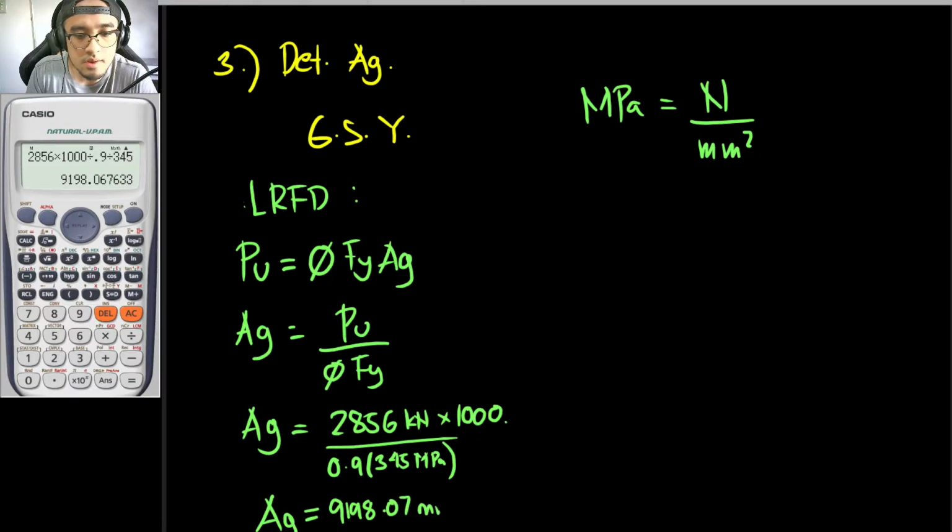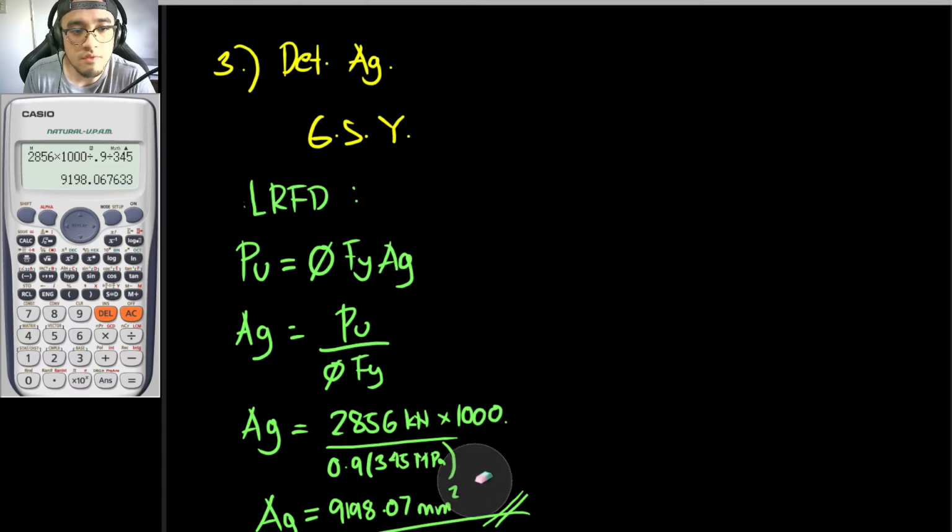9198.07 millimeters squared. So this is to be the minimum area that we would be needing for our member to resist cross-sectional yielding in LRFD. Okay, so let's solve for ASD.